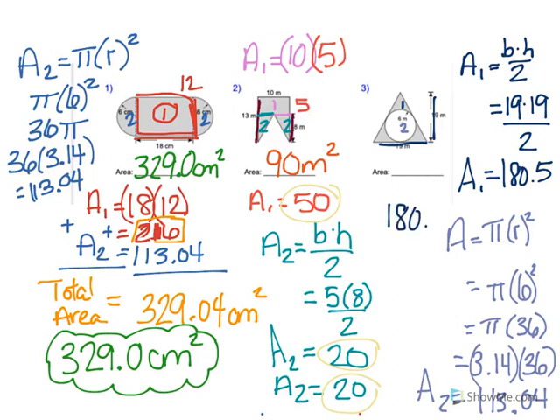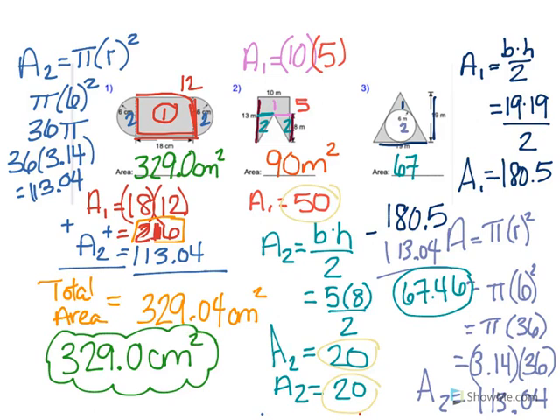Now, we have to subtract to find our total area of just the shaded part, so we're going to take that 180.5 and subtract the 113.04, and we end up with 67.46. Now when we round that to the nearest tenth, that's going to give us 67.5 square meters.